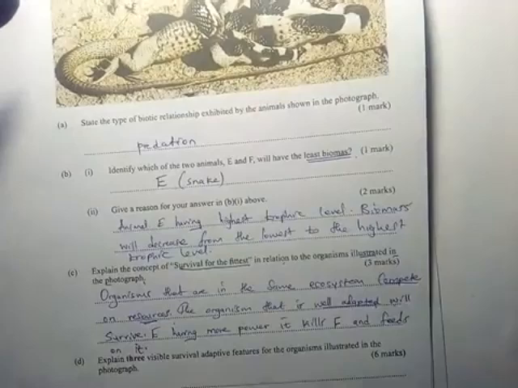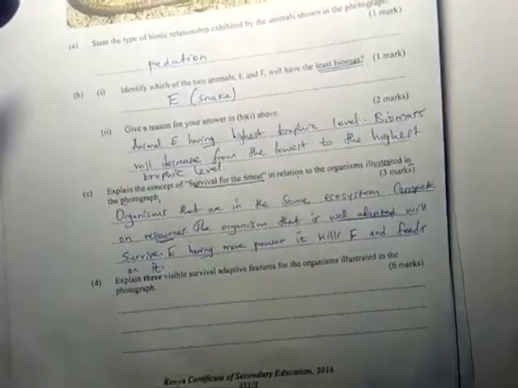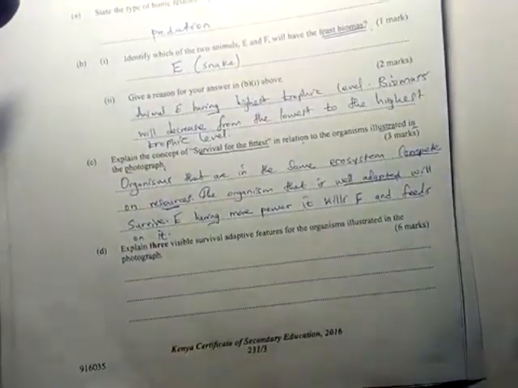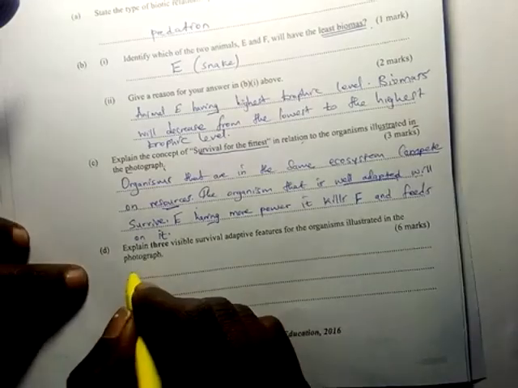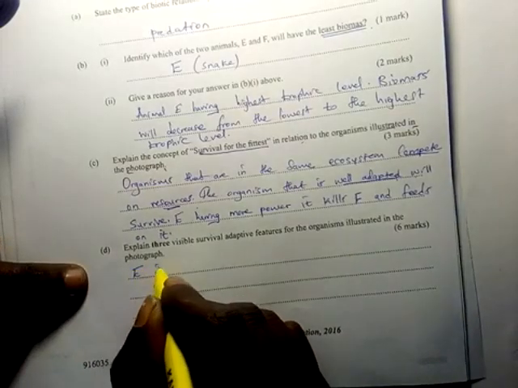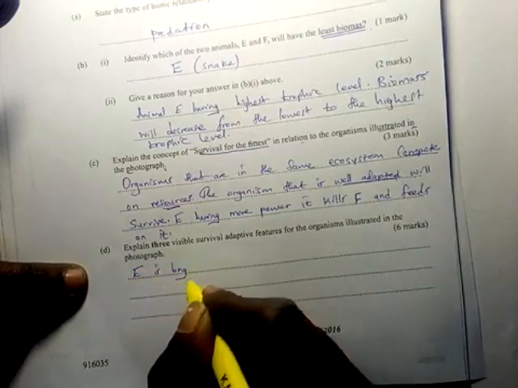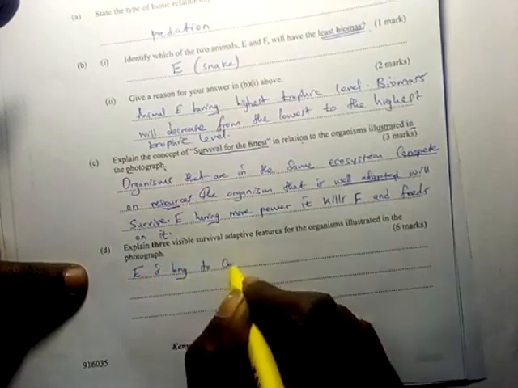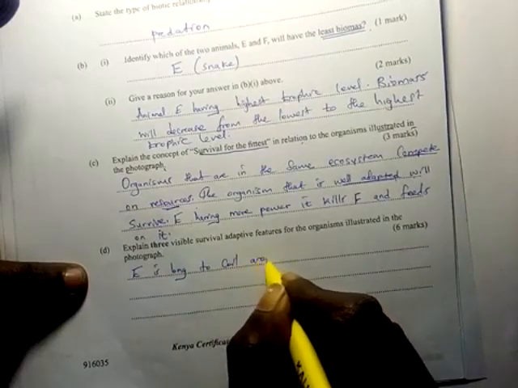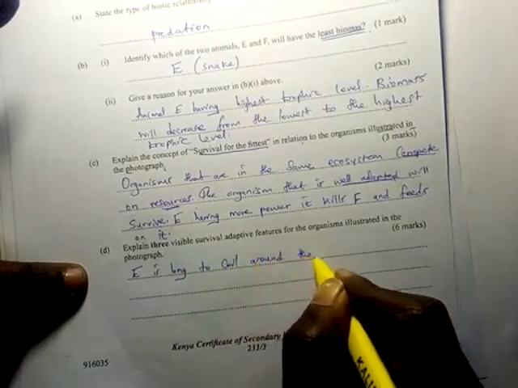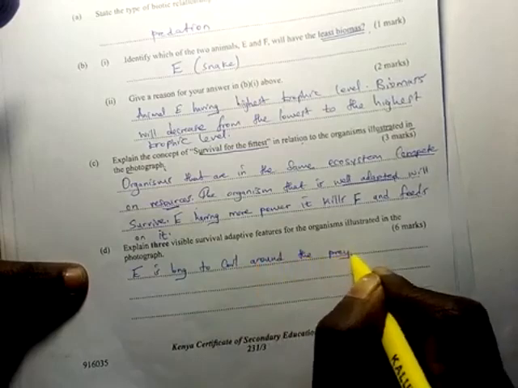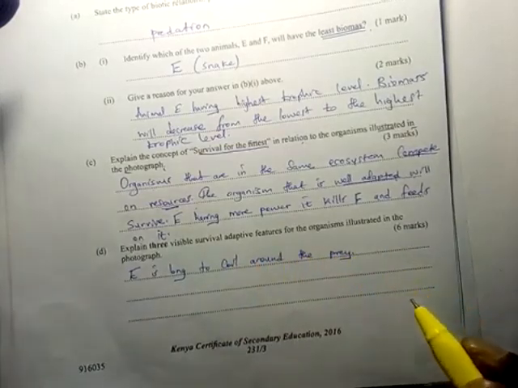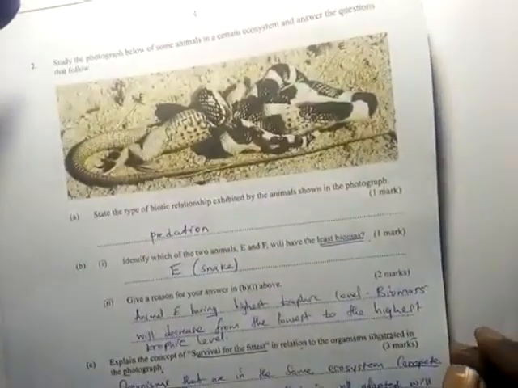Then you are told, explain 3 visible survival adaptive features for the organism illustrated in the photograph. You will say E is very long to coil around the prey. As you can see, the snake is very long to coil around the prey.